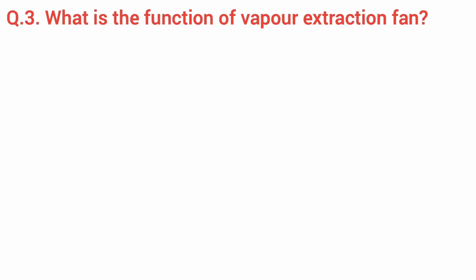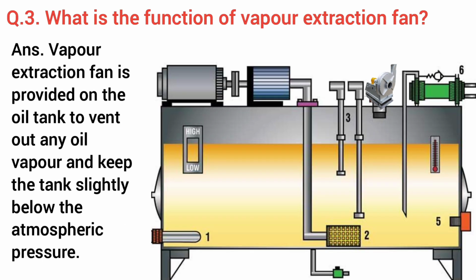What is the function of vapor extraction fan? Vapor extraction fan is provided on the oil tank to vent out any oil vapor and keep the tank slightly below the atmospheric pressure.